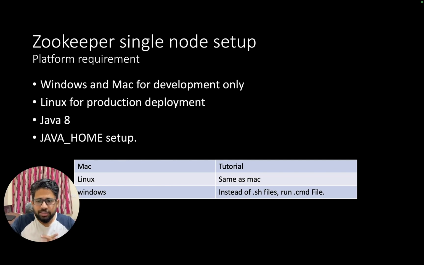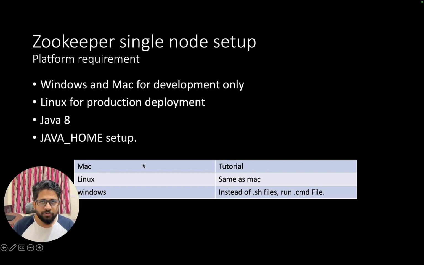So let's first understand the basic setup. What is required for basic setup? You can have any OS. You can have Windows, Mac, or Linux. So the general recommendation is that if you are deploying things on production, you would be using Linux. But for your development, you can use Windows and Mac. You need to use Java 8 and you need to set up the Java home.